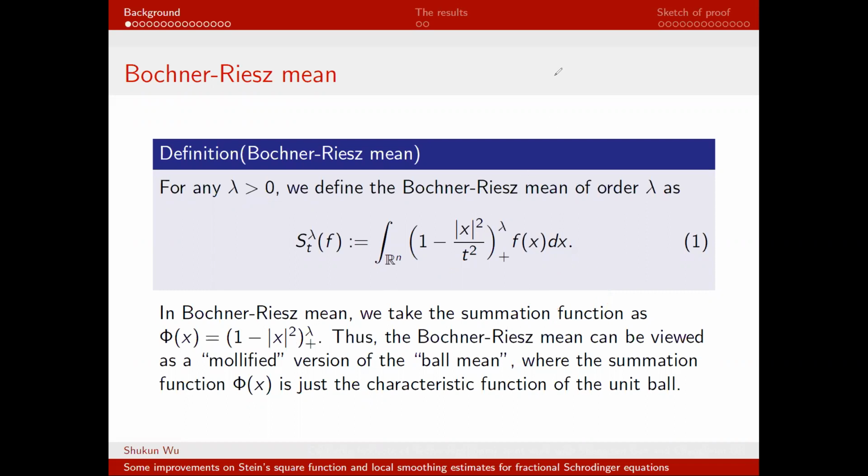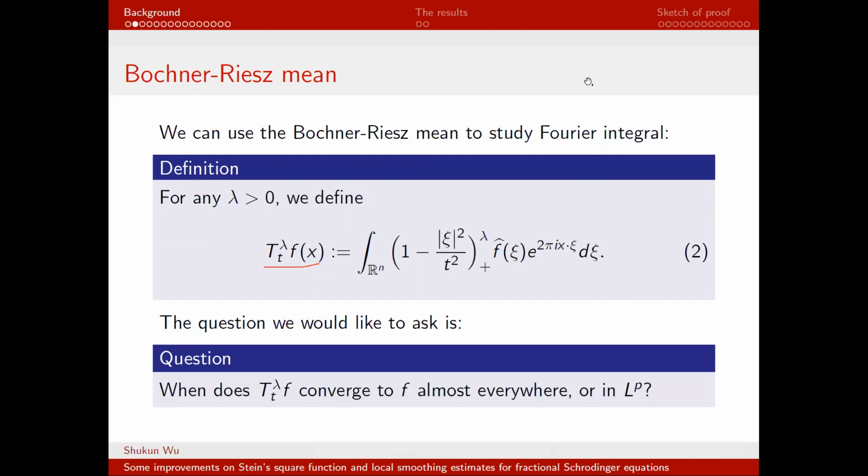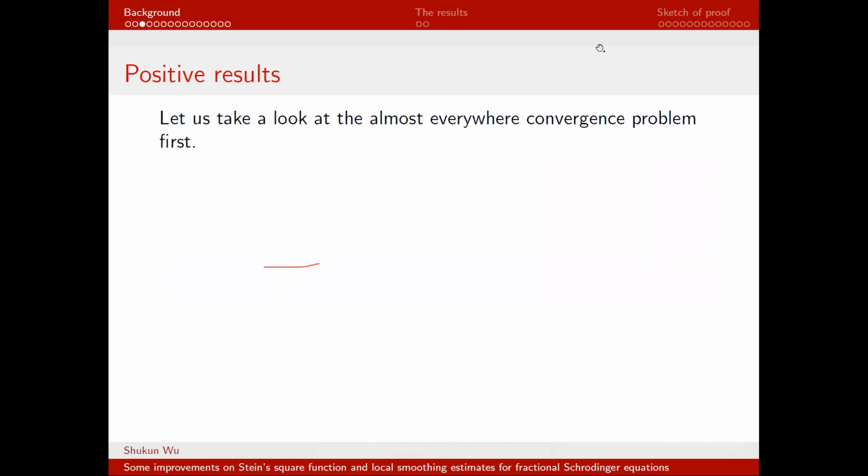We can use the Bochner Riesz mean to study Fourier integrals. For any factor lambda greater than 0, we define this partial sum T lambda TF as the following. A question we would like to ask is when does this partial sum converge to F almost everywhere, or when does it converge in LP? Let's first take a look at the almost everywhere convergence problem.